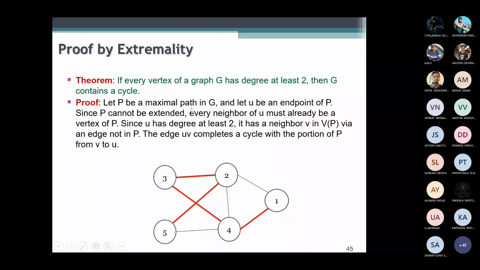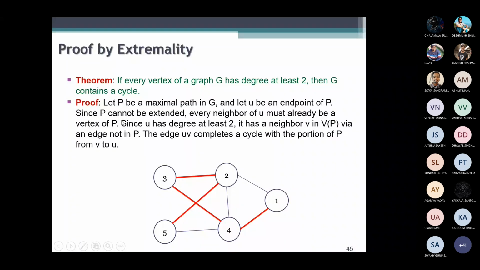It's a nice proof. You say that let P be a maximal path in G. Since G is a finite graph, you can find a path which is a maximal path, and let U be an endpoint of P. So the two extreme ends of a maximal path are its endpoints. Okay, so U is one of them. Take this example: 1 4 3 2 5, this is a maximal path, and what are its endpoints? 1 is one endpoint, 5 is another endpoint.